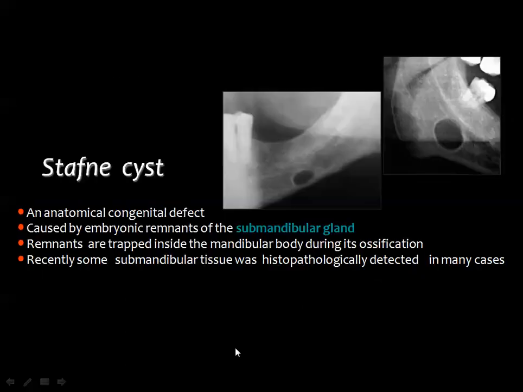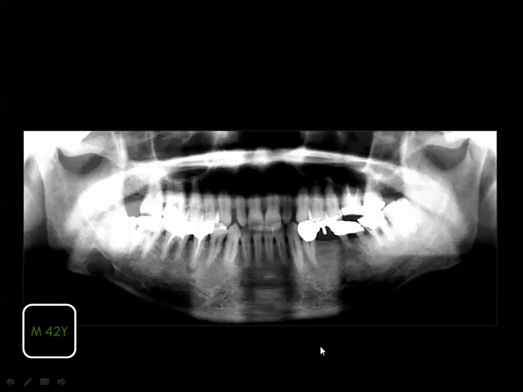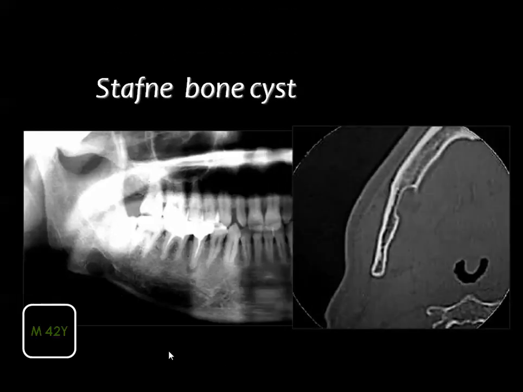And you see this is the lesion, and this is the lesion in another patient. The most likely accepted theory is the presence of remnants of the submandibular gland in this area, and this has been histologically proved as a cause for this Stafne cyst. Then you can see here by CT that this is not a true cyst. It is just a depression on the inner part of the mandibular cortex, which is caused, as they said, by remnants of submandibular salivary tissue here.